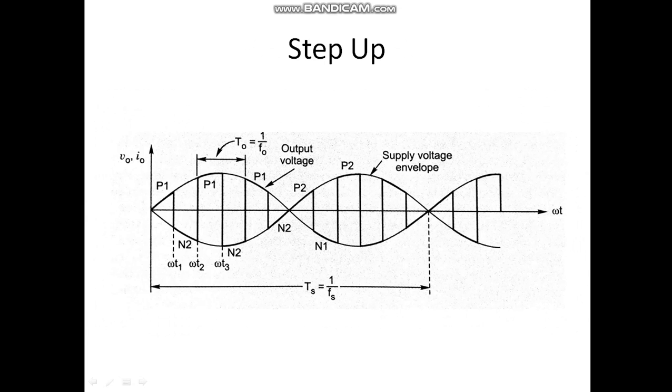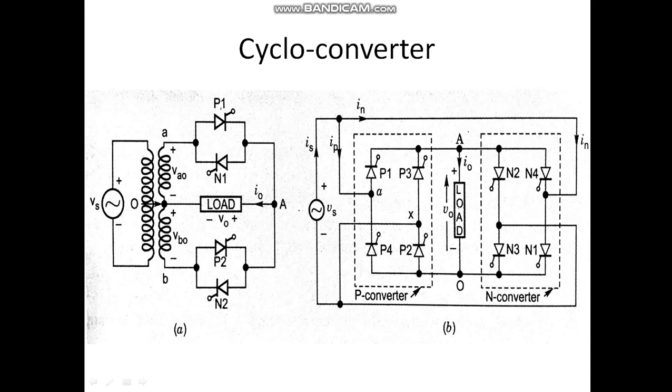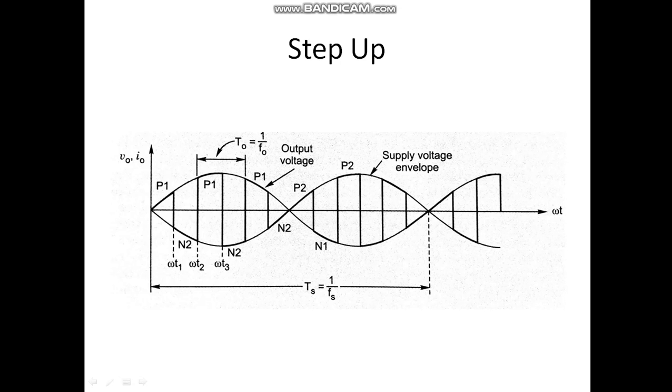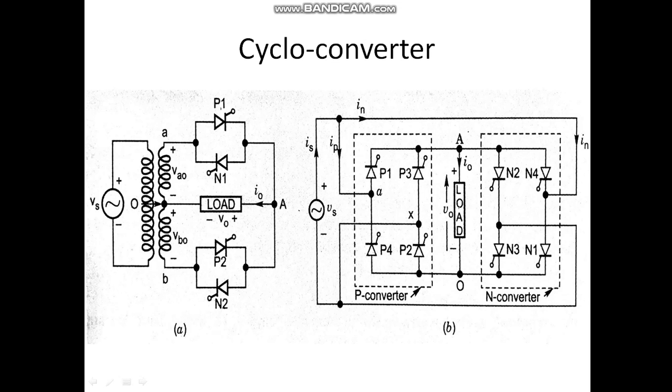In the previous step down converter, if you remember, after P1 we used to switch on N2. So when P1 was conducting, polarity was A positive, 0 negative. When N2 was conducting, 0 positive, A negative. So voltage was getting reversed continuously like this. Here this is not the case. First P1 is conducting, so polarity is A positive, 0 negative. Then P2 is conducting. So again A positive, 0 negative. Here in midpoint P1 and P2 are conducting. So this is the condition. Now P1 and P2 are turned off, P3 and P4 conducting. So again this is the condition.